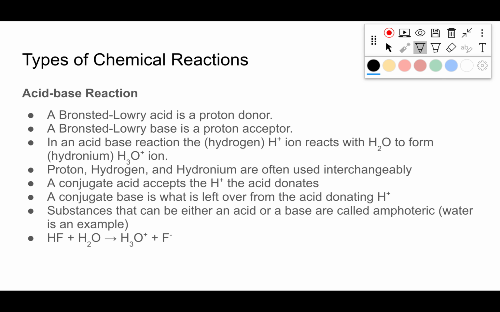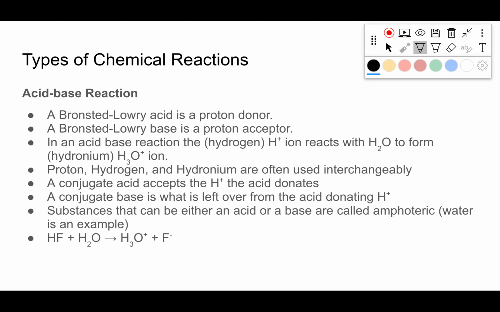So let's talk about our acid-base reaction. There are 3 different theories or definitions of how we define acids and bases. The first one is Arrhenius. Arrhenius acids and bases are still used in AP chemistry. It is how we identify if something is an acid or base based on if I put an acid in water, it produces hydrogen ions. If I put a base in water, it produces hydroxide ions. That's the Arrhenius acid-base theory.